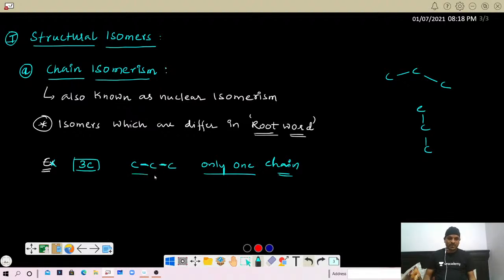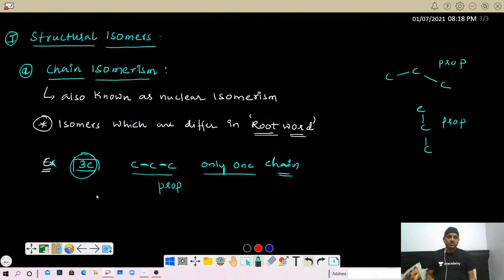So this is a 3 carbon chain. Only one chain is possible. Whatever the way you write, we call it propane. This is propane, this is also propane, right? You can't write more than one type of chain with 3 carbons. If a molecular formula contains 3 carbons, only one chain is possible.